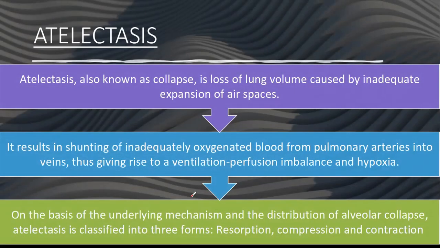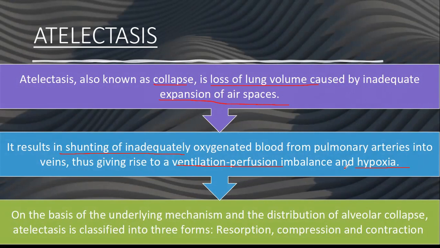Now, what is atelectasis? It's also known as collapse, and it is the loss of lung volume, caused by inadequate expansion of the air spaces. Due to that, it will result in shunting of inadequately oxygenated blood from the pulmonary arteries into the pulmonary veins, and this will give rise to a VQ imbalance and hypoxia.